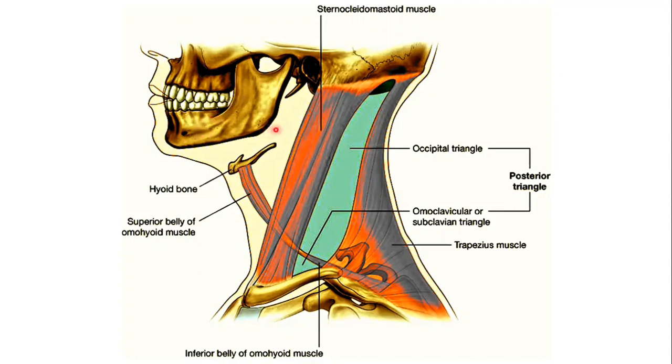This is the lower part of the mandible. This is the lower part of the occipital bone. This is the lower part of the cranium, and this is the upper part of the clavicle inferiorly. This is the sternocleidomastoid, and this is the trapezius muscle. These muscles are almost always palpable and visible.